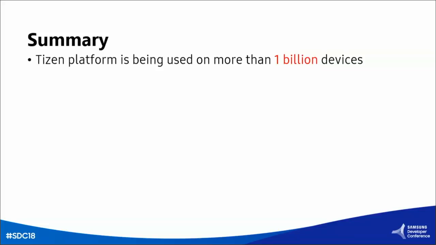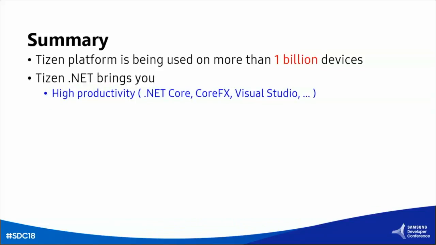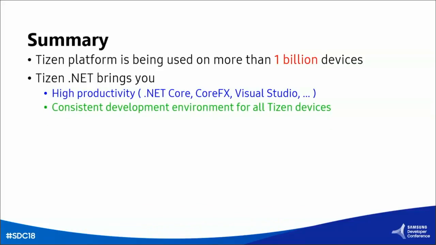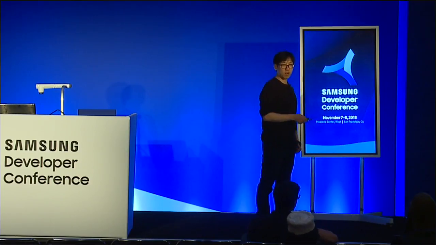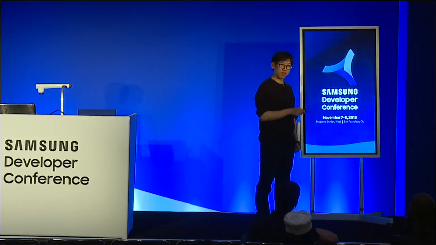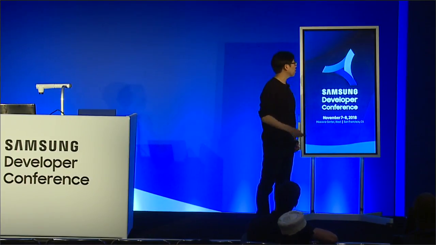So for summary, Tizen platform is currently running on 1 billion devices. And Tizen.NET will bring you high productivity, consistent development environment for all the Tizen devices. And also, Xamarin Forms will give you the cross-platform capability. And you can now register apps to Watch and TV store. This is one thing I would like you to remember after this session. So go to the website and download SDK and create apps and register.